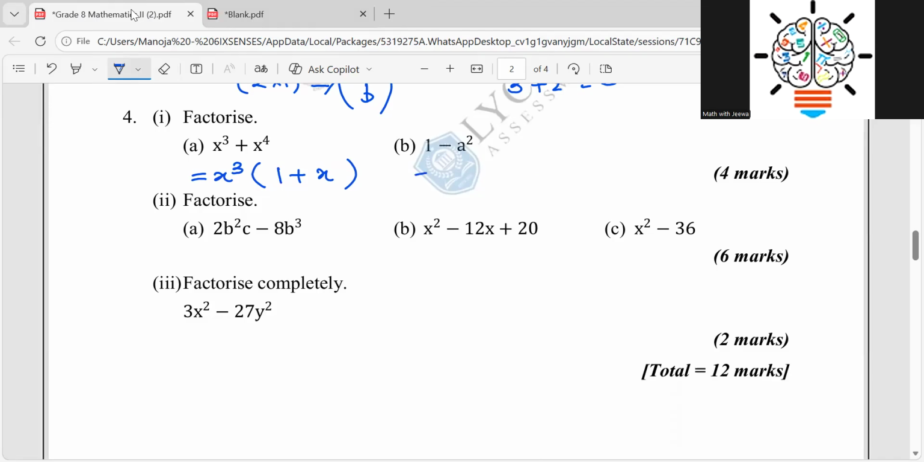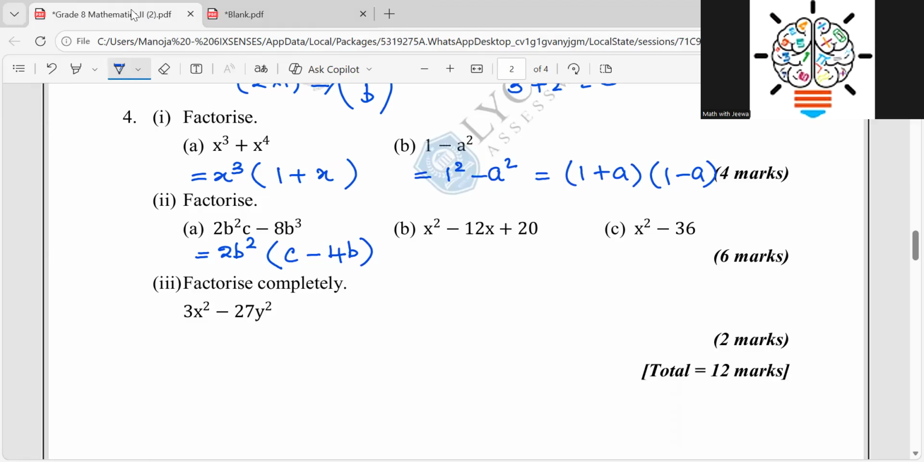And this one you can write as 1 squared minus a squared. And then we know how to write 1 plus a and 1 minus a. Then the next one, you can take 2b squared out. What will be the answer? C minus 4b. You can take 2b squared out.